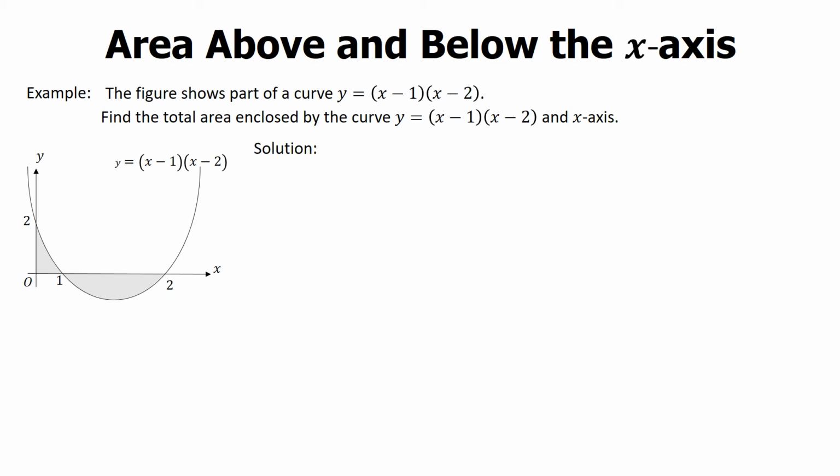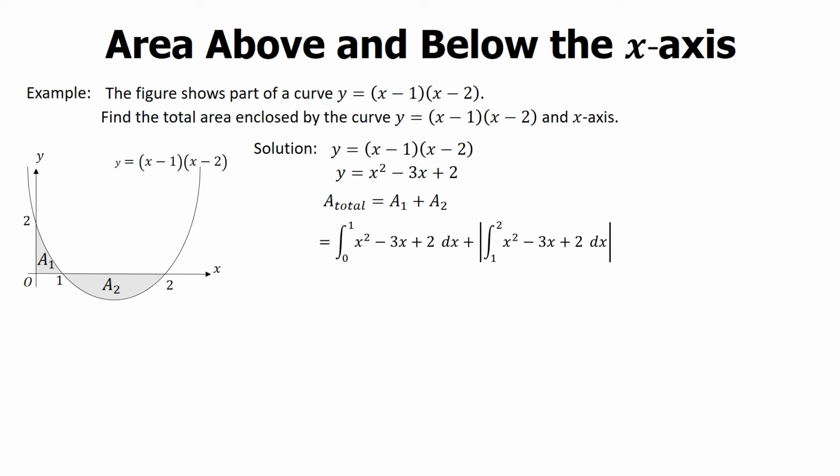So here's the solution. From the equation given, y equals x minus 1, x minus 2, we can expand, we get y equals x squared minus 3x plus 2. From here, we can label this region as A1 and this region as A2. So the total area of the shaded region will be equal to A1 plus A2. Now we can find the areas of A1 and A2 separately. So A1 will be the integral from 0 to 1 of x squared minus 3x plus 2 dx, and A2 will be the integral from 1 to 2 of x squared minus 3x plus 2 dx.